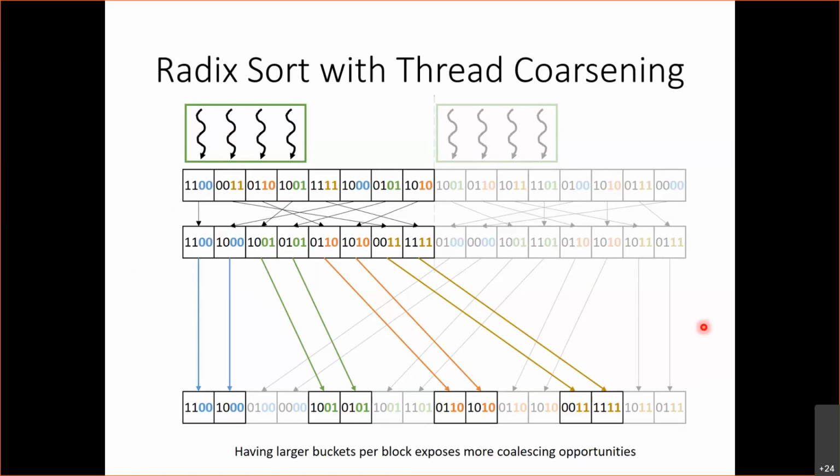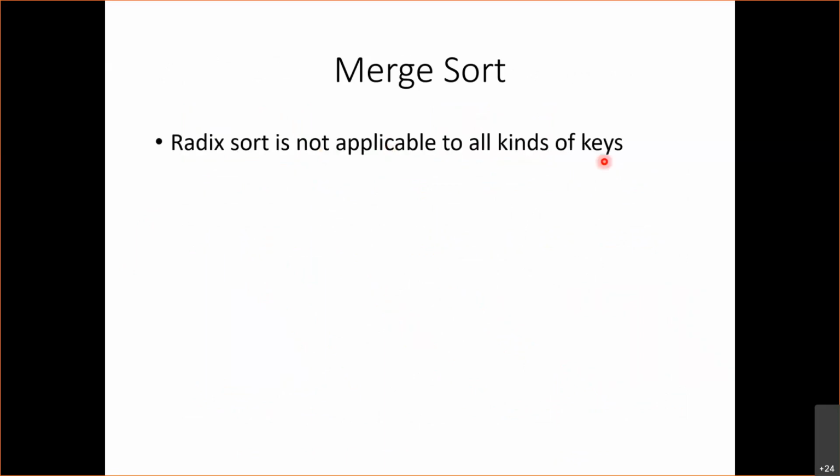The next sort is merge sort, and I know that I only have a few minutes left in the lecture, but this will not take that long because we've already covered merge last time. So radix sort is not applicable to all kinds of keys, as you observed.